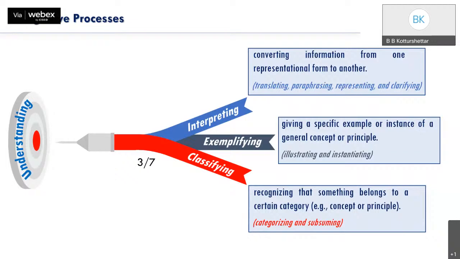Next process is exemplifying, that is giving a specific example or instance of a general concept or principle. This can also be included by using the terms illustrate or instantiate. Then classifying, it is self-explanatory, what is written in the text box. Classifying is recognizing that something belongs to a certain category. So categorizing and subsuming are the alternate terms.